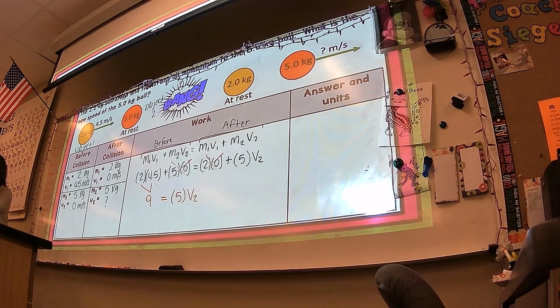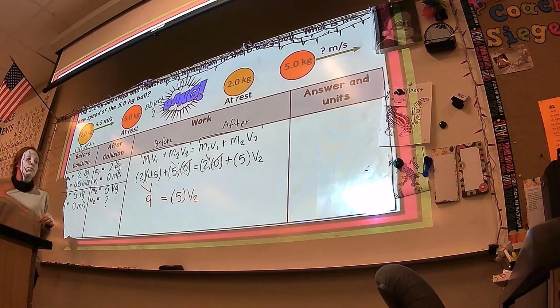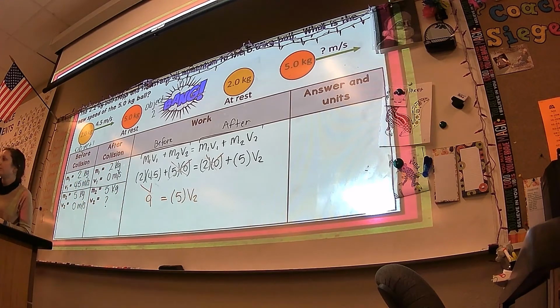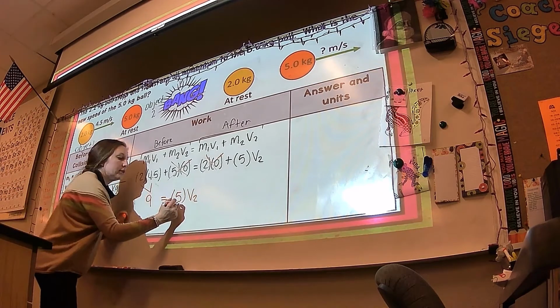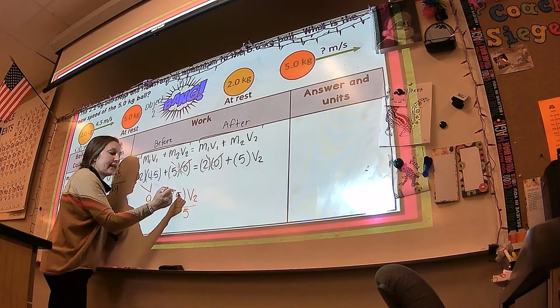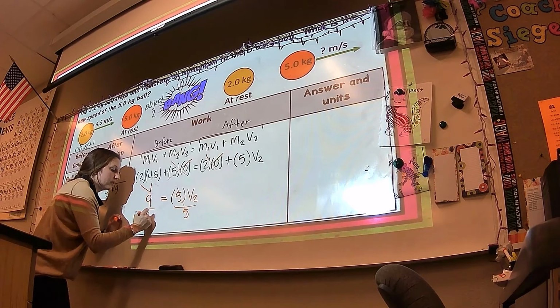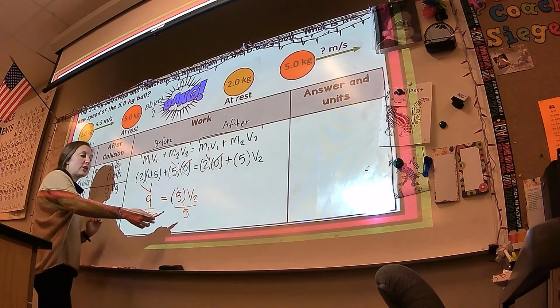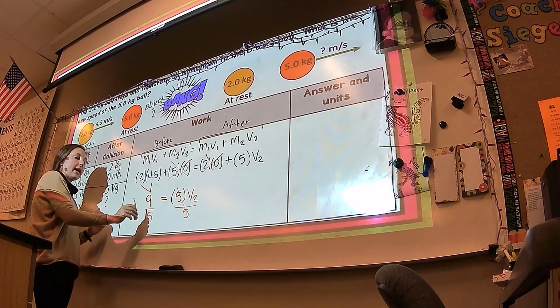Are we good so far? Okay, you guys take it step by step. Don't rush through it. Now, how do I get v2 by itself to figure out what it equals? Divide both sides by that 5. Okay? So divide by 5. It's going to cancel out over here. So I eventually get to where v2 equals 9 divided by 5.